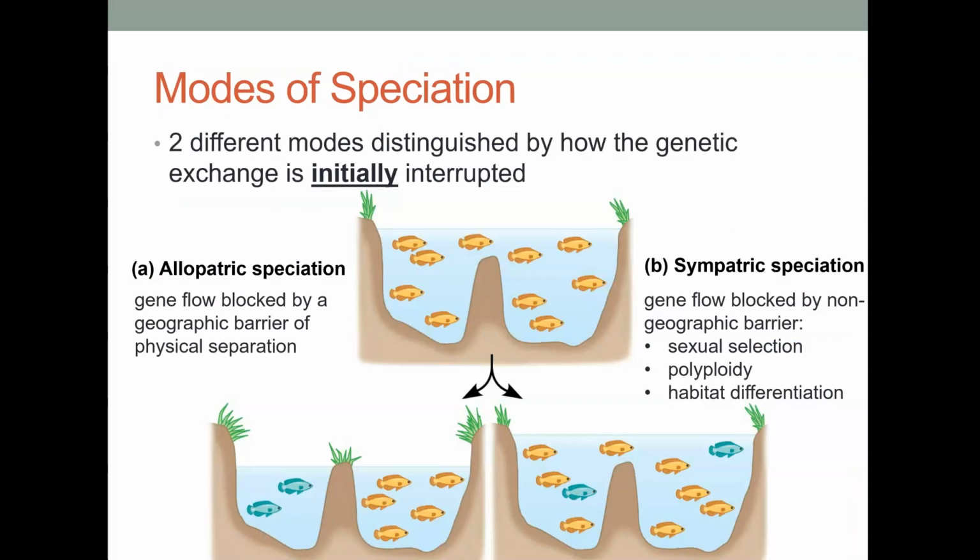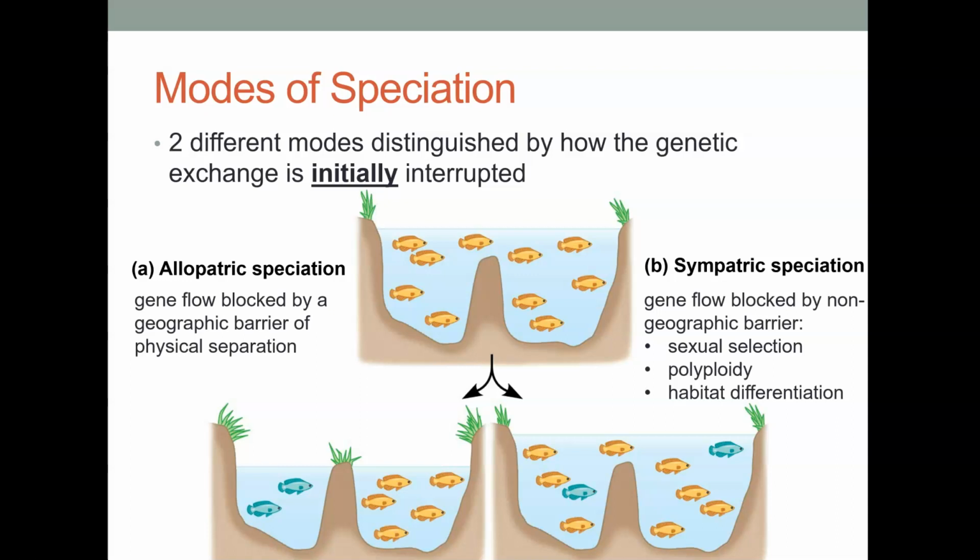In other words, the population that used to be one has been separated into two because of space. There's some space or some barrier that has been put between these two, and they can no longer interact with one another.